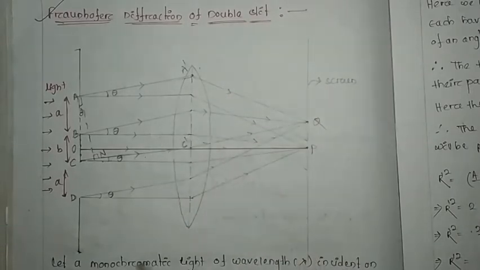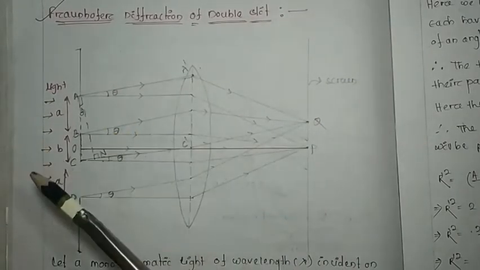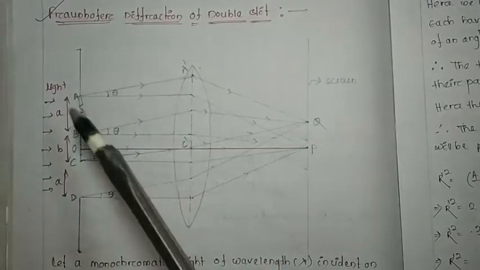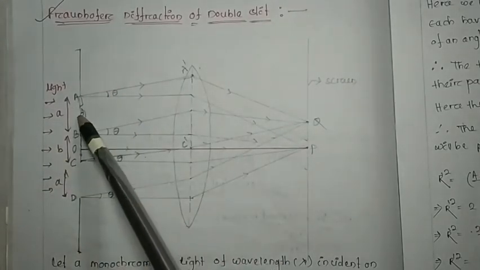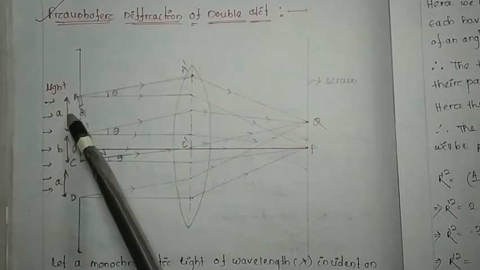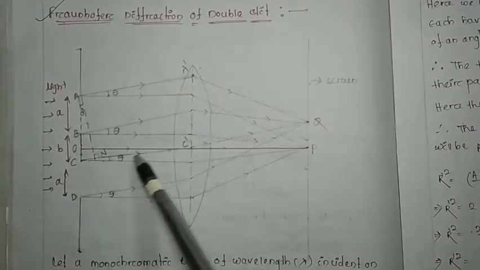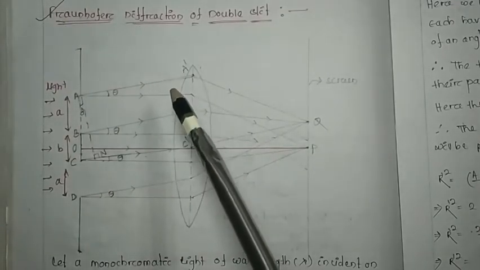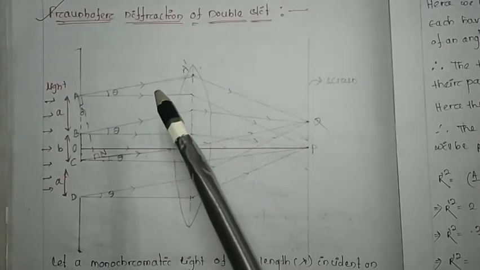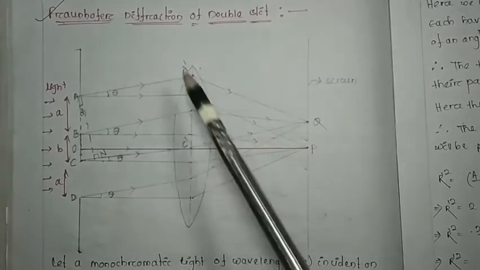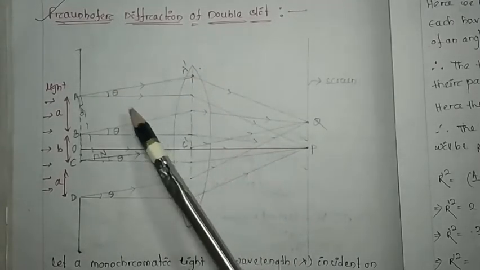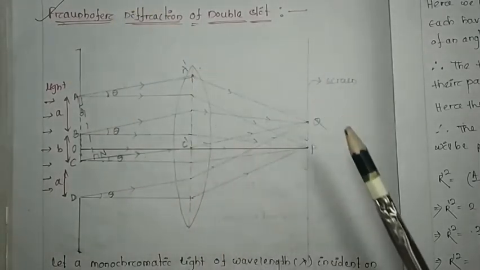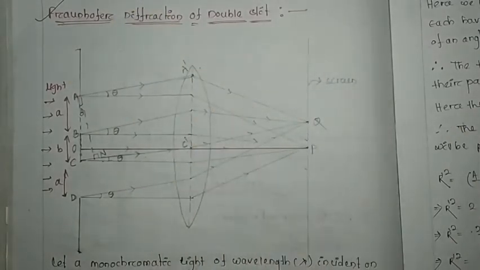So in this arrangement we can get the diffraction through the slit and the interference of the light propagating through this slit and this slit. In Fraunhofer diffraction by double slit we get a diffraction pattern as well as an interference pattern, which we are going to discuss in detail.